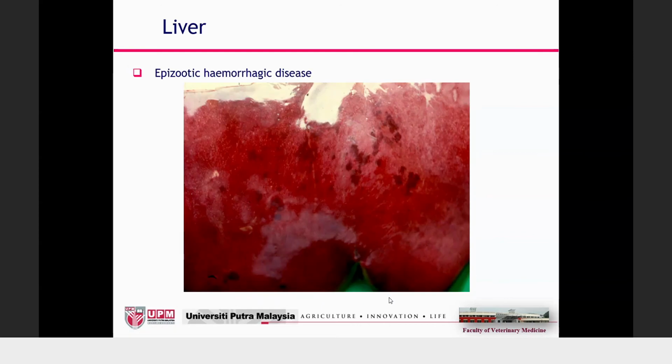Then epizootic hemorrhagic disease is more a result of a herpes virus. Okay, you can see those ecchymotic hemorrhages, and this is from the deer. Again, this deer, the slide I show you, is one of our cases at UPM. This is also an imported deer, and after some time they got infection with this epizootic hemorrhagic disease, suspected to be caused by herpes virus.